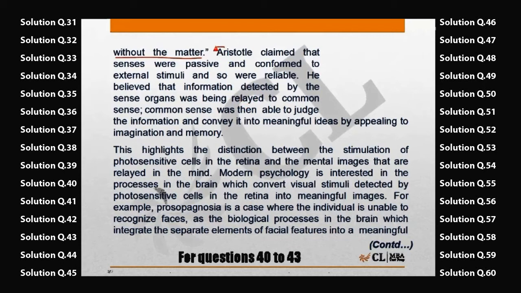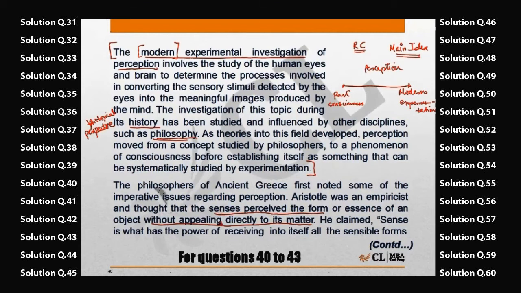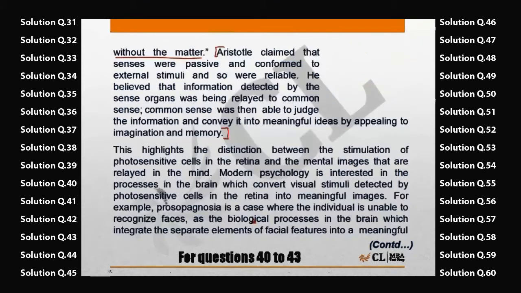We'll not worry too much about this exact detail, but we need to understand that the perspective here does not appeal to matter. This highlights the distinction between the stimulation of photosensitive cells in the retina and the mental images that are relayed in the mind. Modern psychology is interested in the processes in the brain which convert visual stimuli detected by photosensitive cells in the retina into meaningful images. For example, God knows what it means, but let me try reading it. Prosopagnosia.